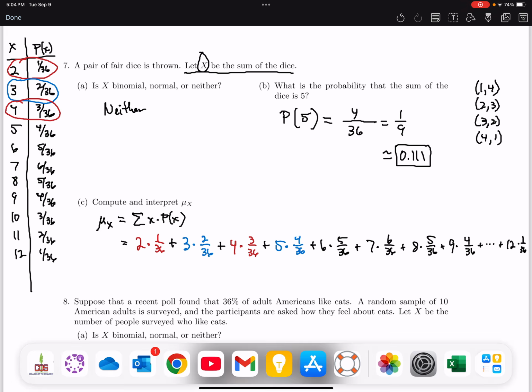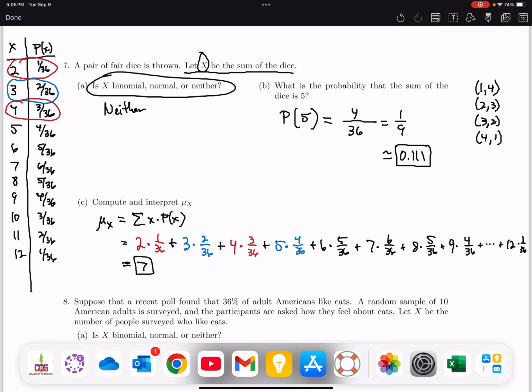So if you type all of that into your calculator, you get 7. Exactly 7. As you can see, we really don't like to use this long version of the formula, which is why we spend so much time asking ourselves these questions, because we hope beyond hope that X is some kind of special distribution, so that we can use some shortcuts.